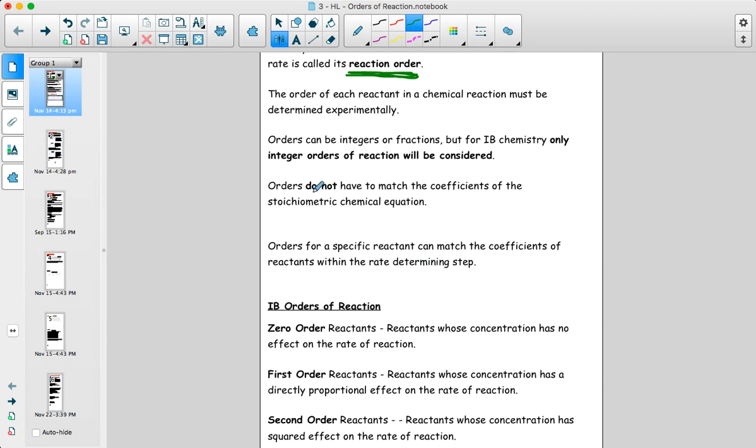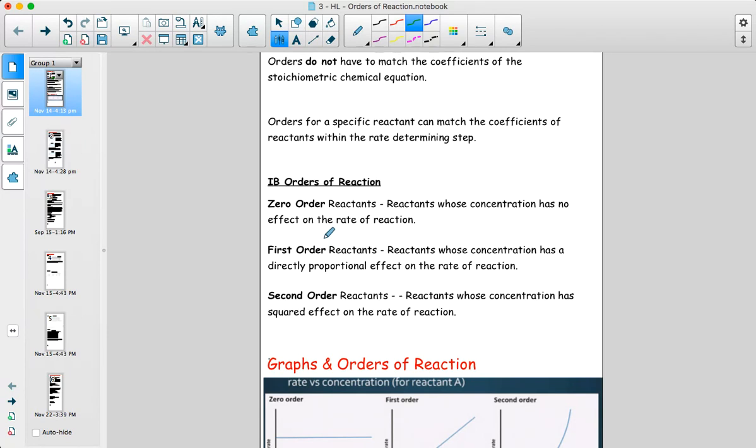The orders of reaction do not have to match the coefficients of the stoichiometric chemical equation, but the order for a specific reactant might match up with its coefficient in a given rate determining step. Like within one elementary step of a mechanism, the coefficient on a reactant might match its order. And we'll look at that more closely with some examples. But again, the stoichiometric coefficients do not have to match the orders of reaction. So let me get into these orders.